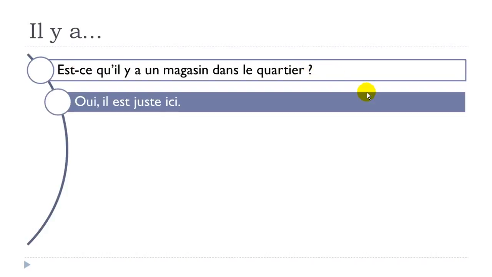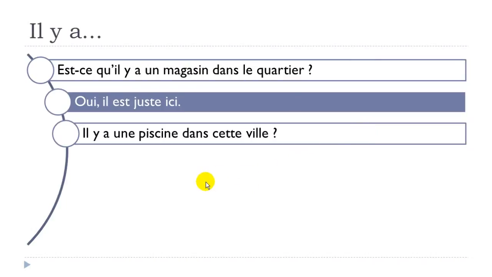All right. So the answer would be oui, il est juste ici. Yes, it is right here. Oui, il est juste ici. Okay. So in that case, we've been using this il y a, there is. Just because un magasin, well, it's singular. So it's basically there is a shop, there is something. Let's see now. Same thing. Il y a une piscine, a swimming pool, dans cette ville. Il y a une piscine dans cette ville. All right.